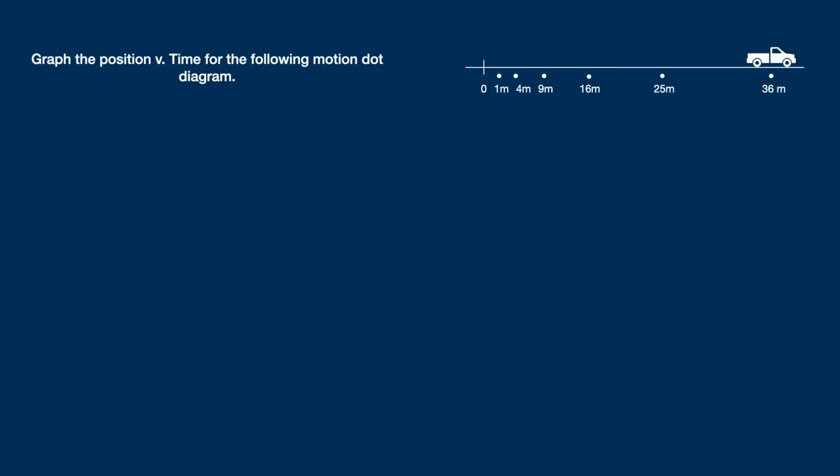All right. Here's another example. Graph position versus time for the following motion dot diagram. So it looks like the spacing between each dot is increasing. And we said earlier in the example that the truck is accelerating. So it's speeding up in this case. All right, and if you want to draw that graph, this is what it would look like.